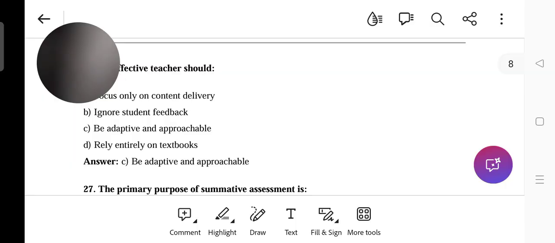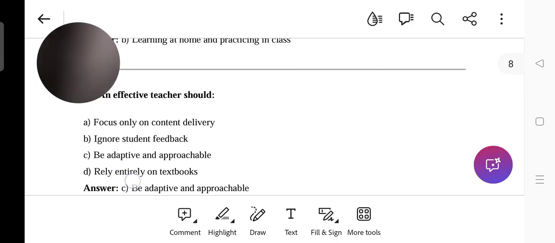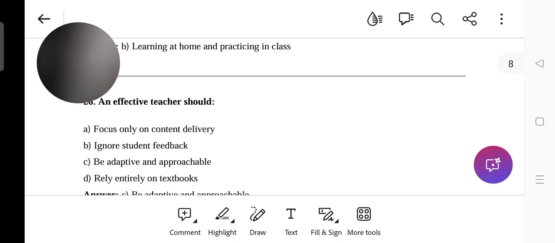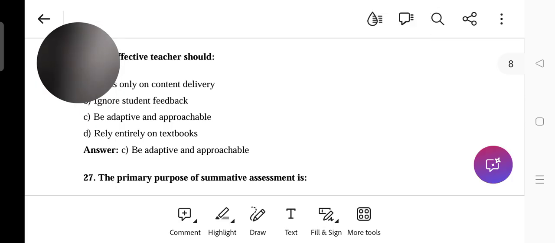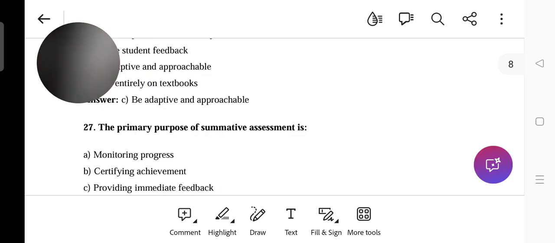So out of four options, we found that the option C will be the appropriate, because here asked an effective teacher should be adaptive and approachable. Okay. So next question.